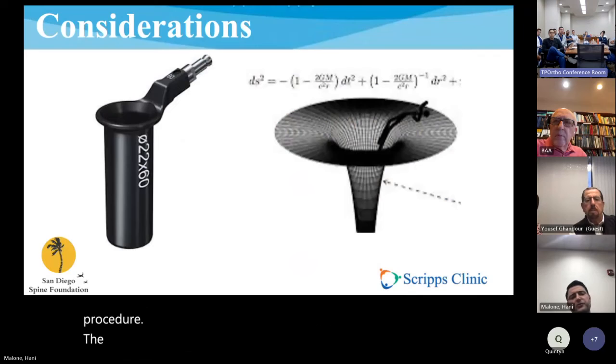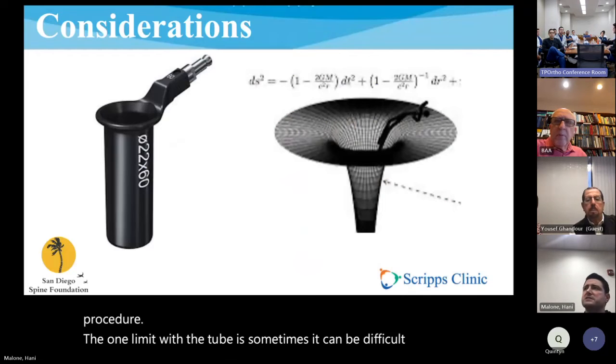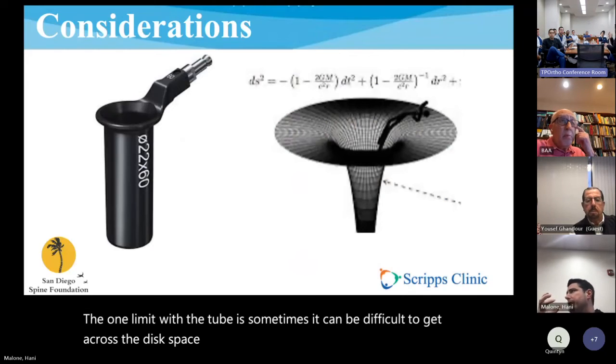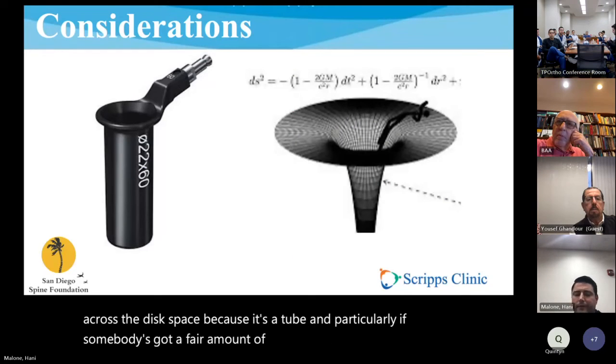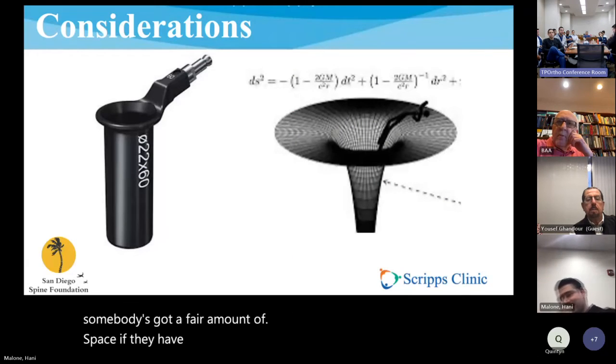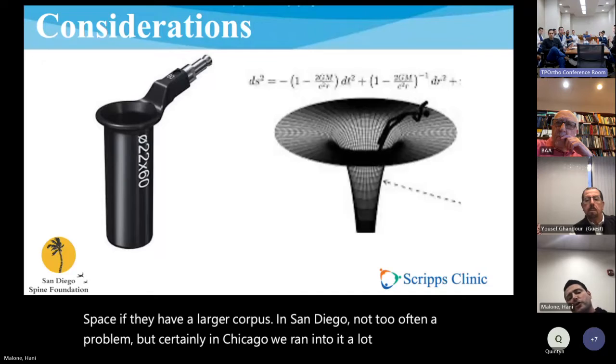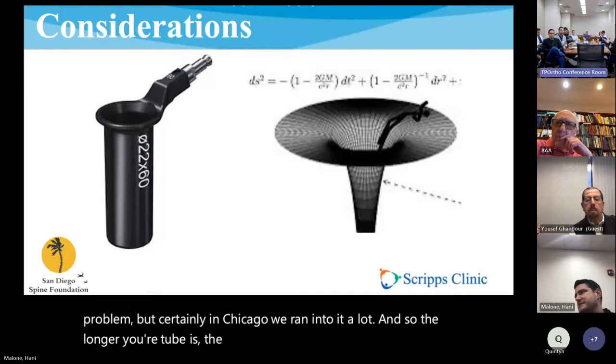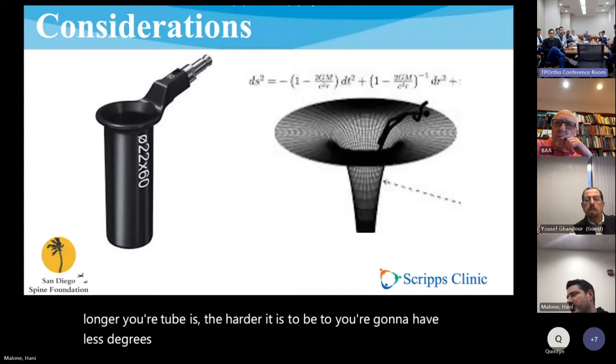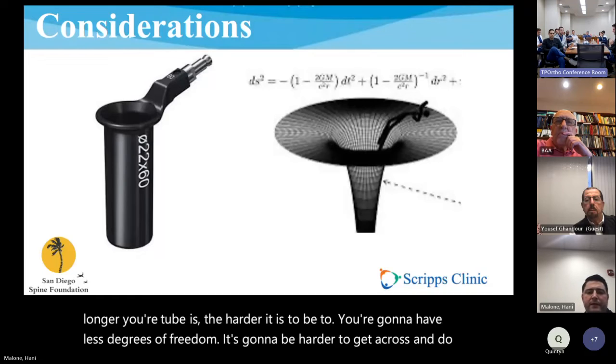The one limit with the tube is sometimes it can be difficult to get across the disc space because it's a tube, particularly if somebody's got a fair amount of space, if they have a larger corpus. In San Diego, not too often a problem, but certainly in Chicago, we ran into it a lot. And so the longer your tube is, the harder it is. You're going to have fewer degrees of freedom. It's going to be harder to get across and do good disc prep and all of those different things.